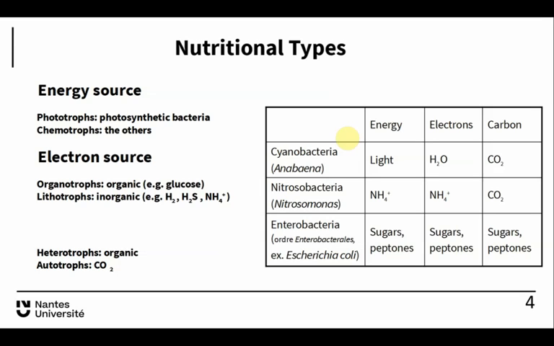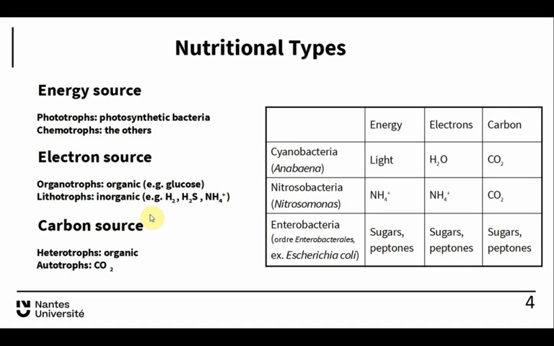So in terms of source of carbon, that's what we've just been talking about, right? Bacteria that require organic carbon are heterotrophs, and those that can fix inorganic carbon are autotrophs. Bacteria also need a source of energy and a source of electrons. If the source of energy is chemical, they're chemotrophs. If the source is light, they are phototrophs. If the source of electrons is organic, then they are organotrophs. And if the source of electrons is inorganic, they're called lithotrophs.